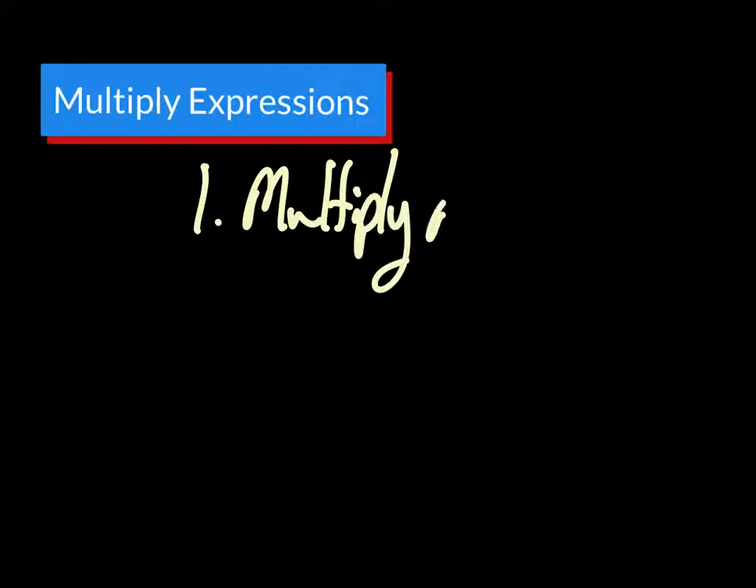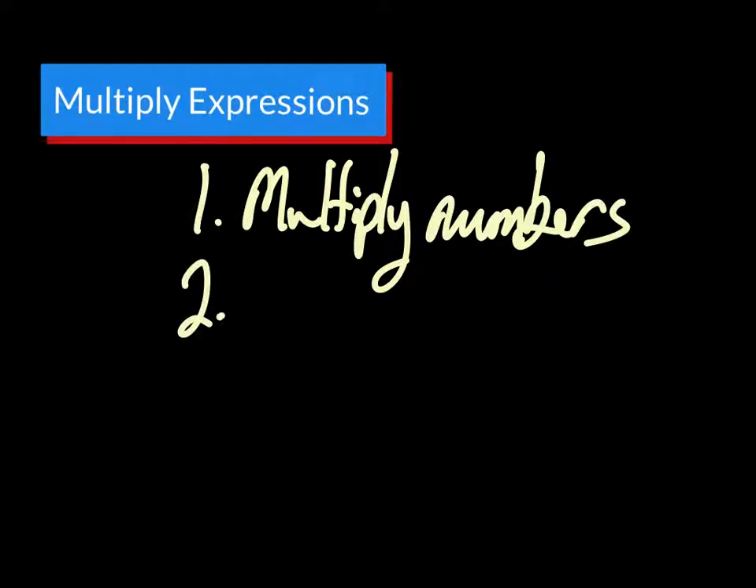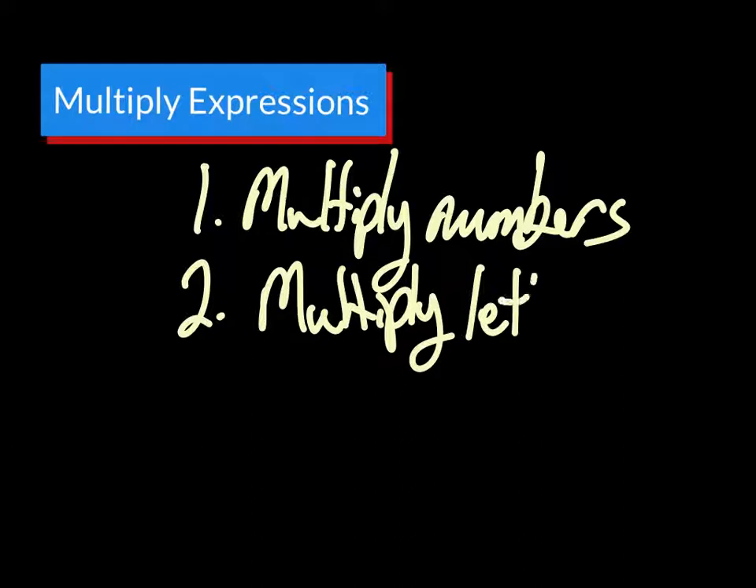Multiplication of algebraic expressions. In order to multiply algebraic expressions, you need to follow a couple of steps. So first, you're going to multiply the numbers, or the numerical coefficients. And second, you're going to multiply the letters or variables.